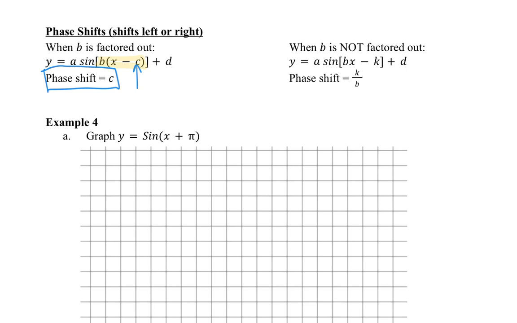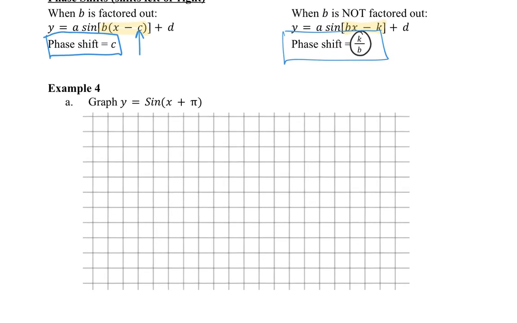But it can be confusing because the input doesn't always have the B factored out. So you can either just rewrite that in factored form, or just take your K divided by your B. All right, so in both of those cases, there's how to find your phase shift. Okay, so let's look at a few examples.